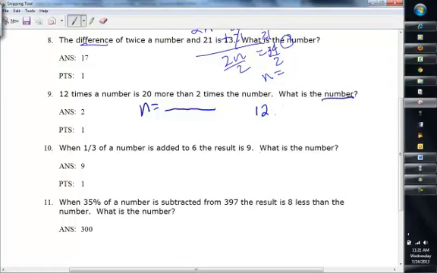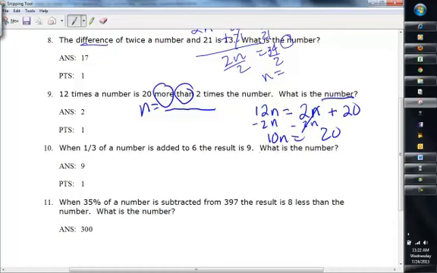12 times a number is, here we've got a than, so 2 times the number plus 20. The more is plus, and remember that the than tells us to switch the order. Subtract 2n from each side, and we get 10n equals 20. Divide both sides by 10, and we get n is 2.